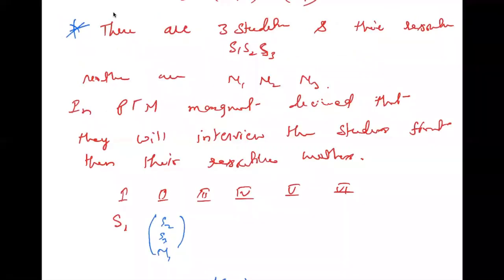3 students, S1, S2, and S3, and their respective mothers M1, M2, and M3. Management decides that they will interview the student first, then their respective mother, not necessarily consecutively. In how many ways can we interview all the 6 persons? Again, increasing, decreasing order, try to apply the concept on this question. Maximum 2 to 3 minutes you have.